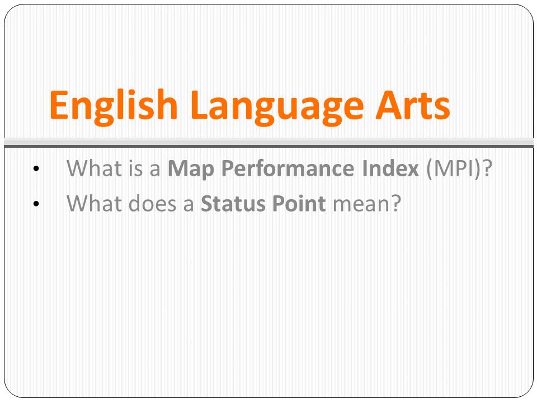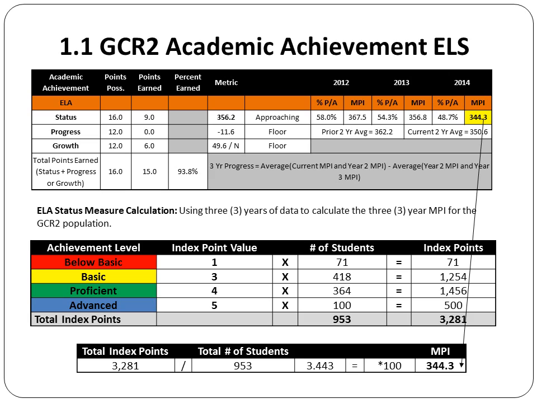So let's look at English Language Arts. The question I'm going to ask you is, what is a Math Performance Index, or MPI? Also, what does a status point mean? So in this slide, we have academic achievement in the area of English Language Arts. In the far right-hand corner, highlighted in yellow, is a number that is 344.3. That is called our MPI, or Math Performance Index. And here's how we get it.